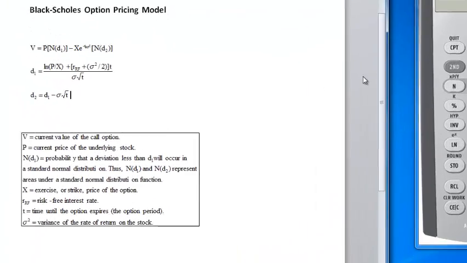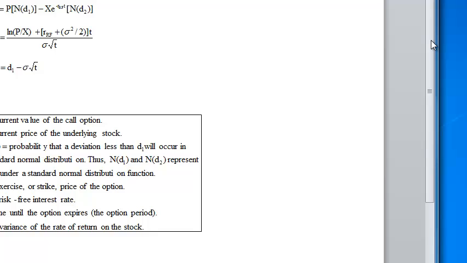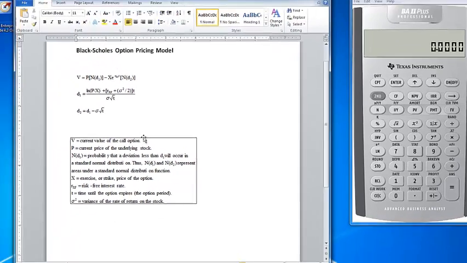So what I'm going to do today is go through two problems using the Black Scholes option pricing model, and then talk a little bit about how changes in each of our inputs, the price, the exercise price, the risk-free rate, the standard deviation, and time, affect the value of the option.